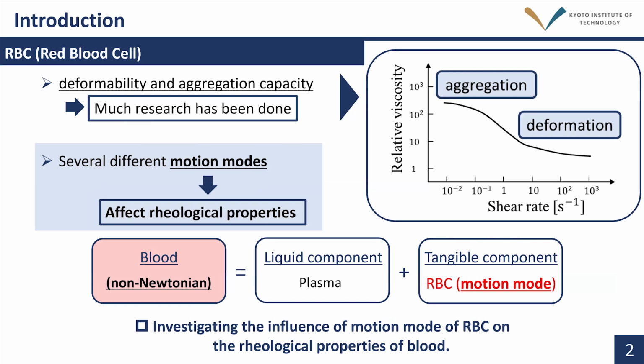RBC has deformability and aggregation capacity. Look at this graph. At low shear rate, it shows aggregation capacity, and the relative viscosity of blood is high. On the other hand, at high shear rate, it shows deformability, and the relative viscosity is low.